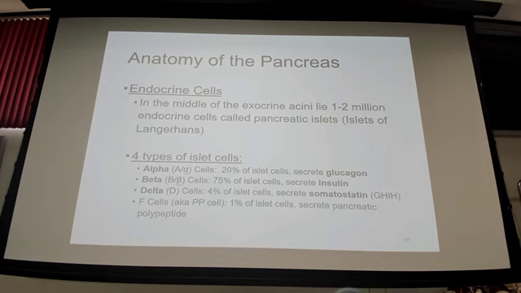Delta cells make somatostatin. What else makes somatostatin? The anterior pituitary. Huh?